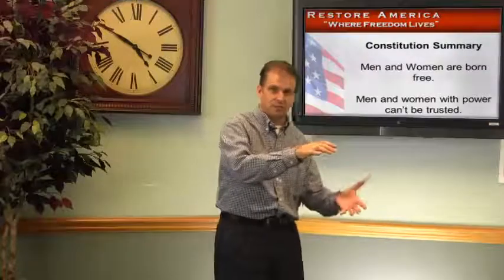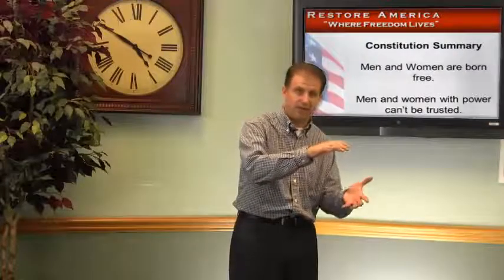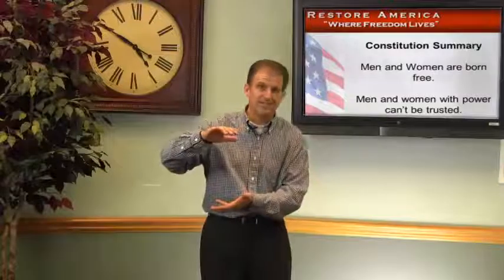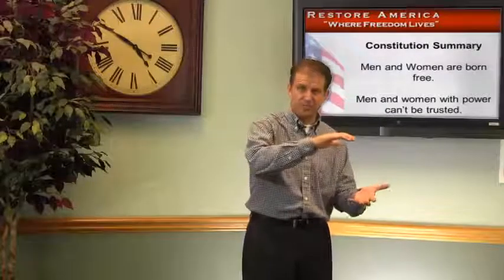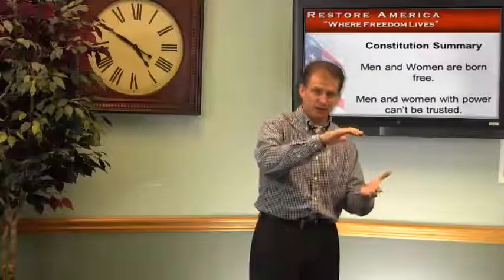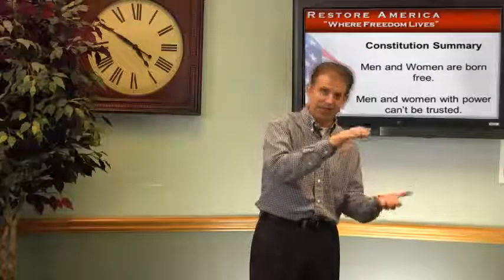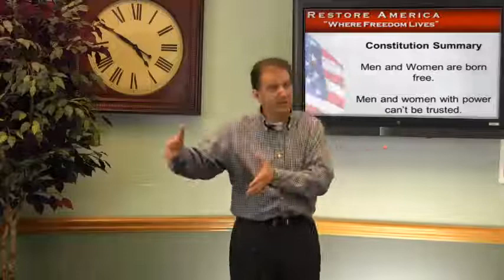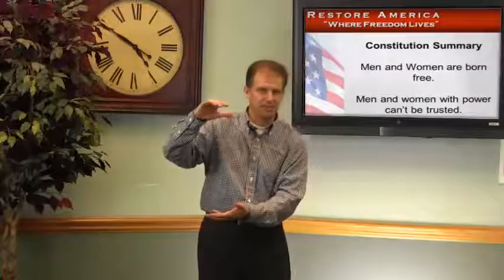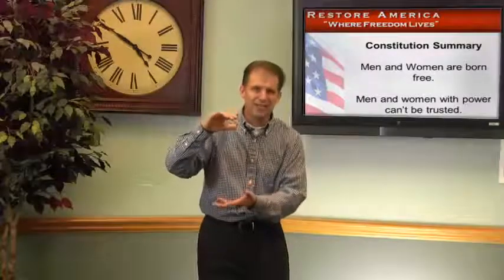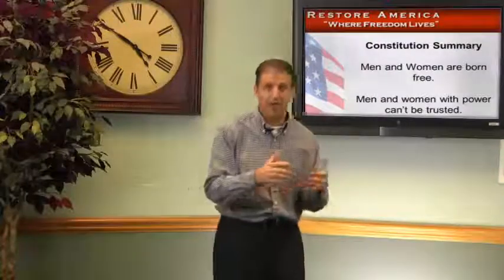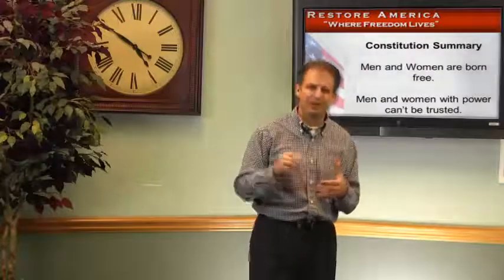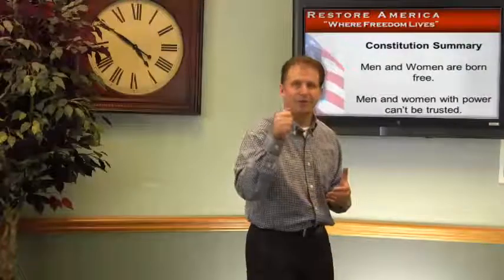Our Declaration starts with that underlying premise that men and women are born free. The Constitution is the codification of that idea. Just the same, the Declaration of Independence talks about how men and women with power cannot be trusted. We're concerned about King George, and we're concerned that that may happen in the future. So what do we do in our Constitution? We ensure that individuals who do have power are limited as to what they can do. And why? Because we don't trust individuals with power. We're concerned about that power trip.